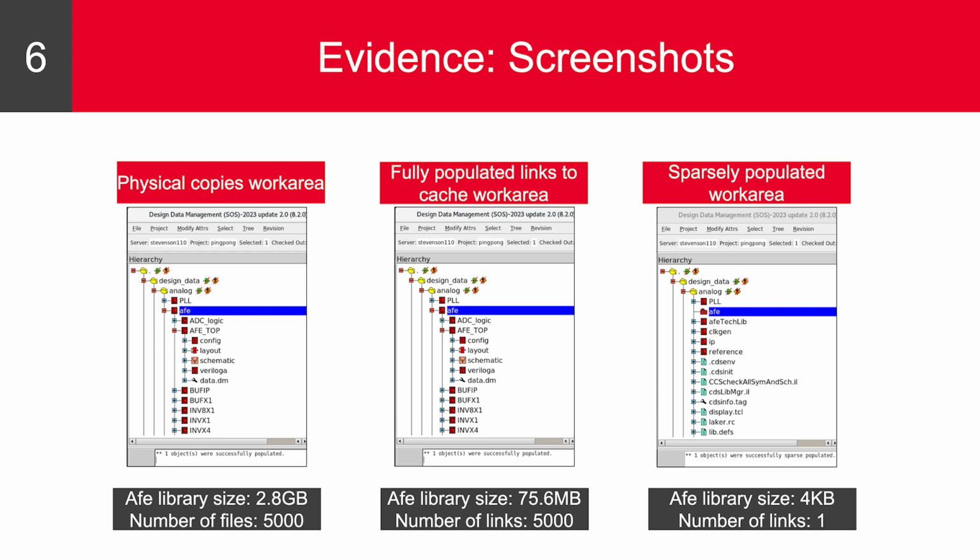You'll see for the same AFE library that has 5,000 files in it at the leaf level, that's about 2.8 gigabytes. And then moving on to the next stage, it's reducing to just about 75 megabytes, and it's because of all the symbolic links in there instead of the files. And you'll see all of those files are now links. And in this last diagram here, you can see that it's only 4 kilobytes because it's really just one link.